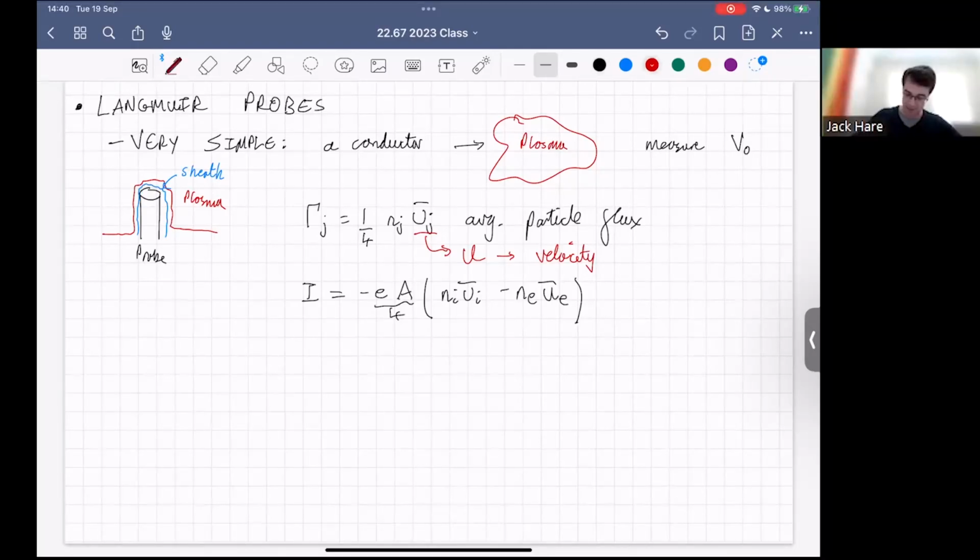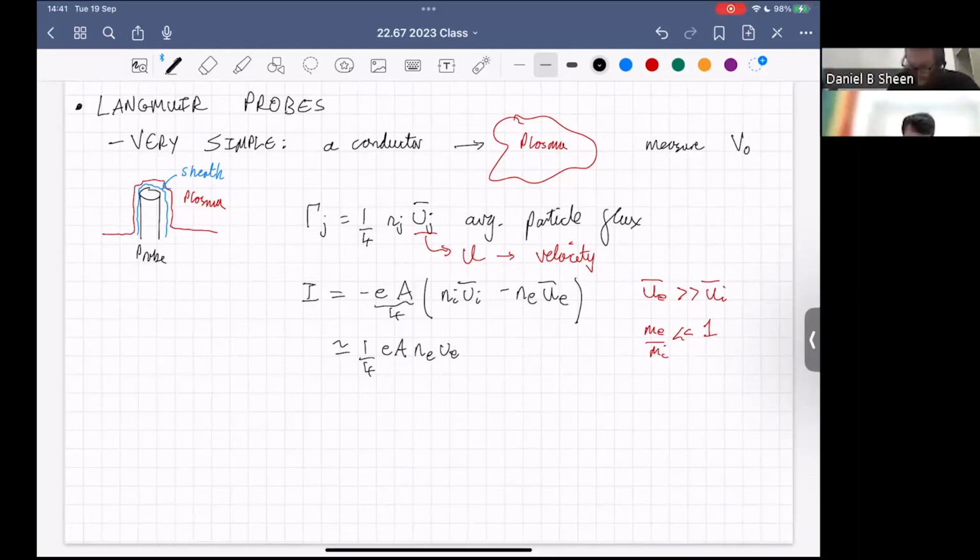Now, it turns out, of course, that the average velocity of the electrons is going to be much, much bigger than the average velocity of the ions in general. That is just a fact because the electron mass is much, much less than the ion mass. So if they've got similar temperatures, the electrons are going to be moving faster, which means that at least as soon as we stick the probe into the plasma, this current is going to be completely dominated by the electrons. So it's going to be a quarter e A Ne Ue, like that. And almost all of the particles which are colliding with the probe are going to be electrons.